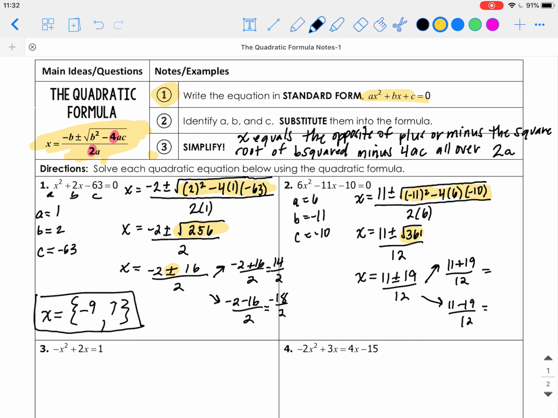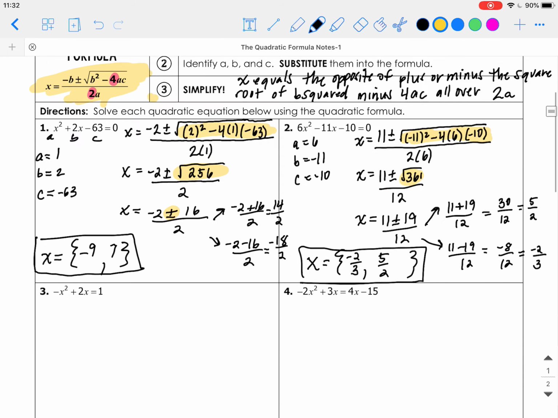So 11 plus 19 will be 30 over 12. And this fraction can actually simplify, and that's something you can actually do in Desmos as well. That will be 5 over 2. And 11 minus 19 will give me negative 8 over 12. That can simplify as well to be negative 2 over 3. Okay, so I'm going to go ahead and write my set notation. I'm going to put negative 2/3 first just because it's smaller, and then I have 5/2. So there's my other answer.